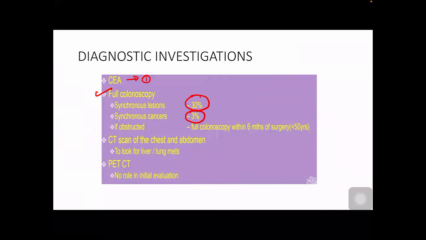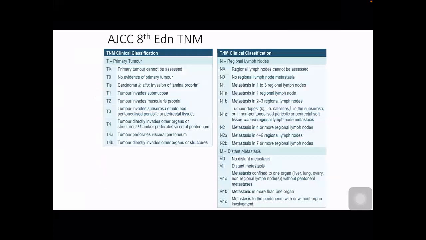If the tumor is obstructed, you can't do a full colonoscopy. In that case, you have to do a colonoscopy within 6 months of the surgery. Fine. So even if you're not able to do a full colonoscopy, you can do one within 6 months of surgery. Along with that, do a CT scan of the chest and abdomen to look for liver and lung mets. PET CT doesn't have a role in the initial evaluation of colorectal cancer.